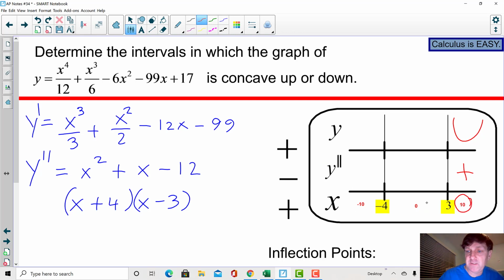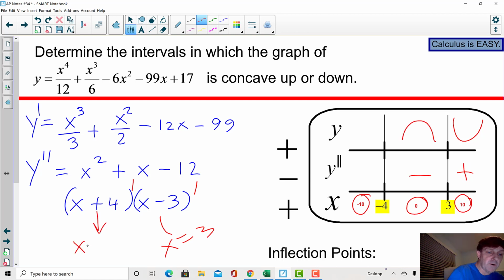You could check when x is 0 and when x is negative 10, but that might waste a little bit of time. Remember, if the power is odd, it's going to change at that spot. So when x is 3, it's going to change from positive to negative. So that means your original function will be concave down, and at x equals negative 4, the power is odd, so the sign's going to change again from negative to positive. And that means your original function will be concave up when x is less than negative 4.